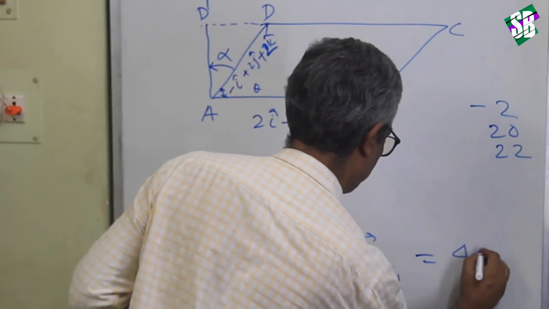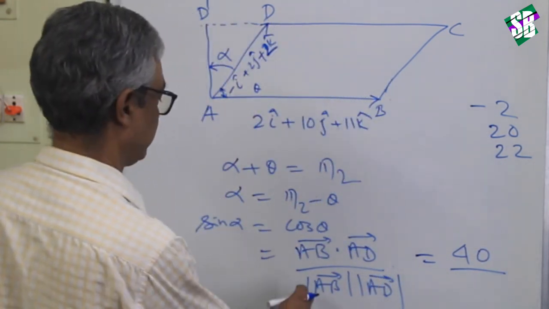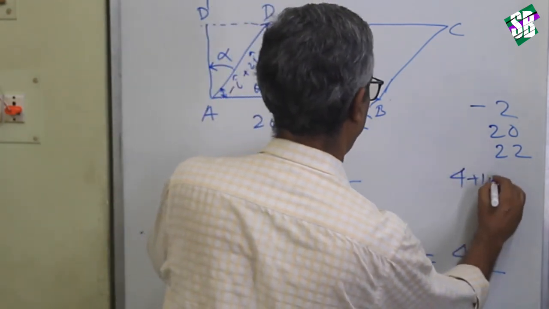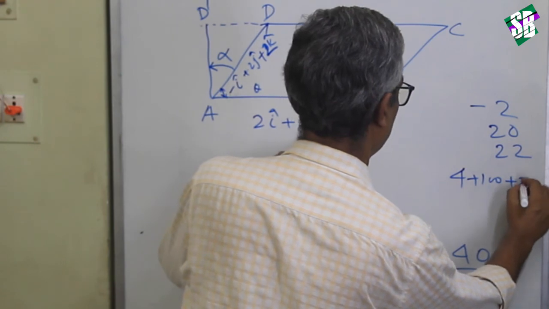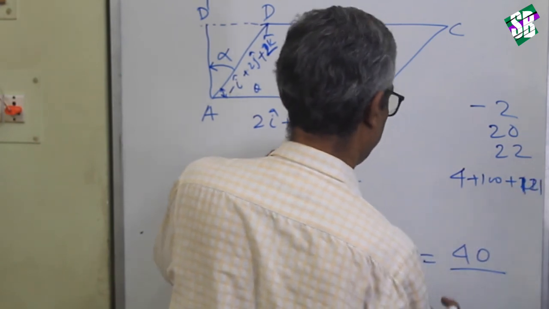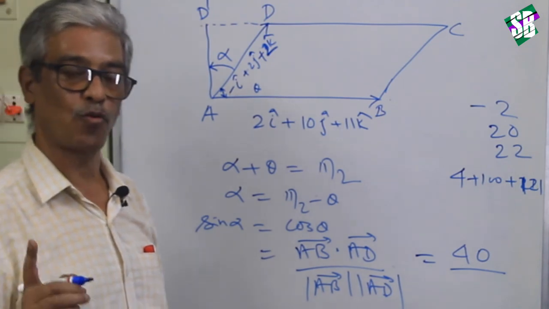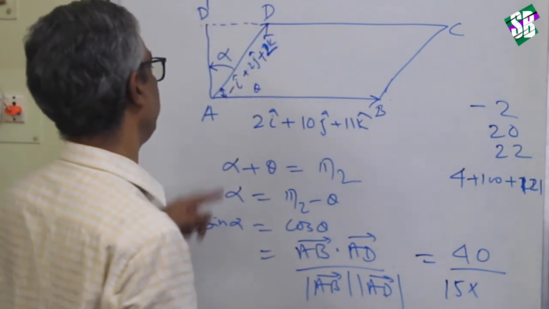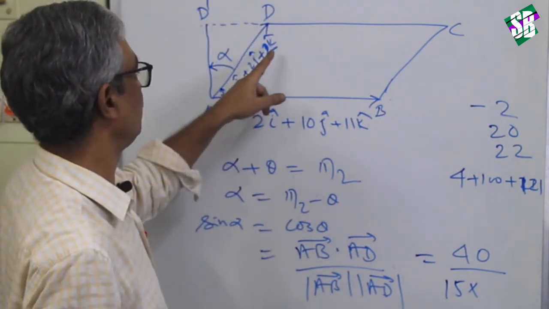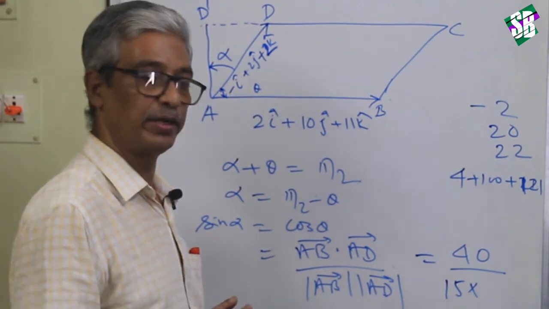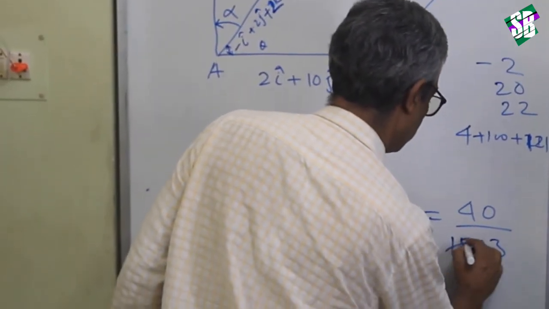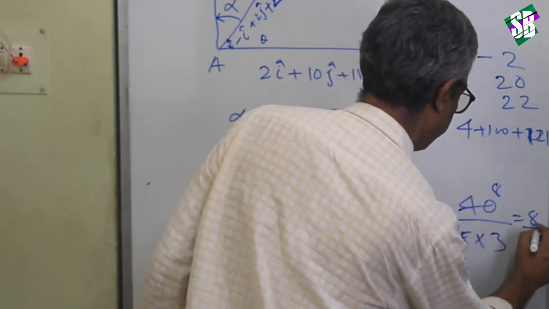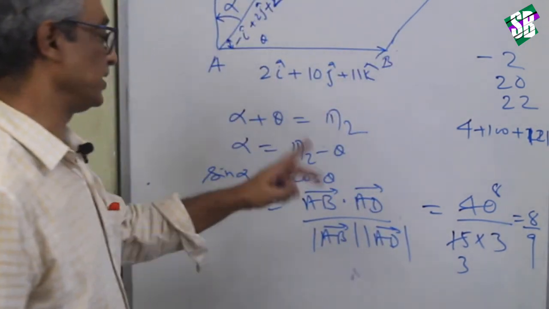So this is 40. And what is mod AB vector? 4 plus 100 plus 121. So 225. Root over 225 is 15, since 15 square is 225. So this is 15 into, what is mod AD vector? 1 plus 4 plus 4 means 9. Root over 9 means 3. So 5, 3, 15, so 40 by 45, this is 8 by 9. But this is sine alpha.